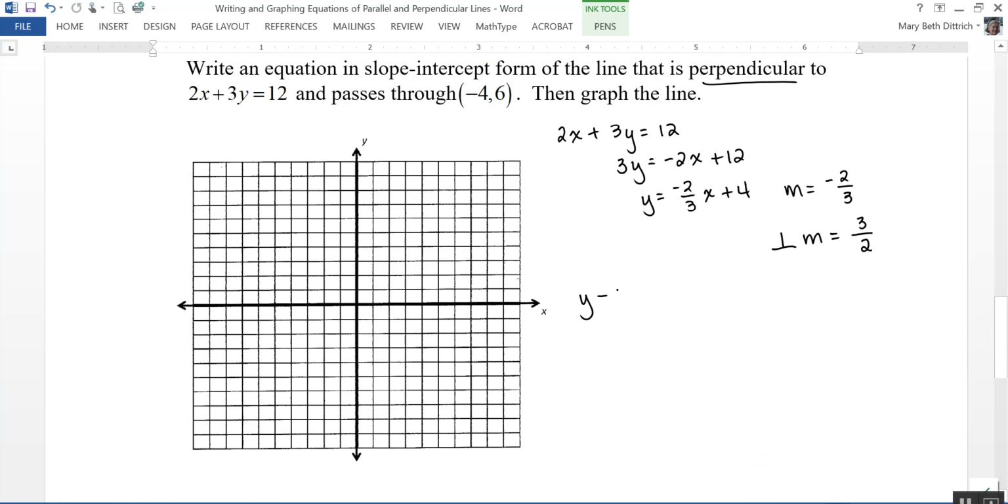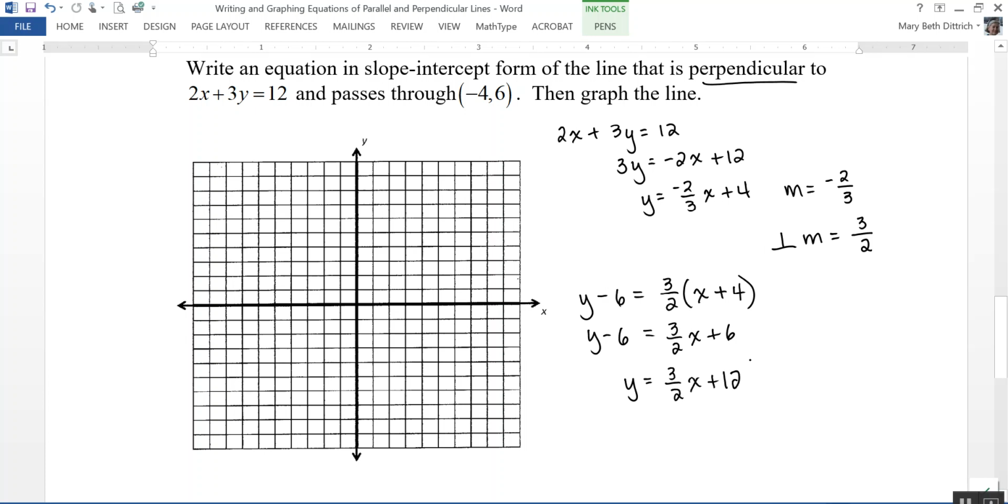So y minus y1 equals my m, which is 3 over 2, times x minus x1, or x minus a negative 4, which is x plus 4. And I need this in slope-intercept form, so I'm going to distribute. And 3 over 2 times 4 gives me 12 over 2, or 6. And then adding 6 to both sides, I get y equals 3 over 2 x plus 12.